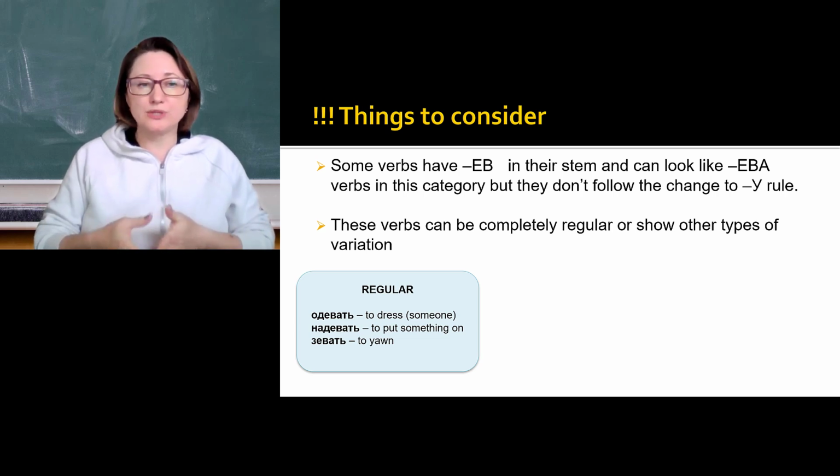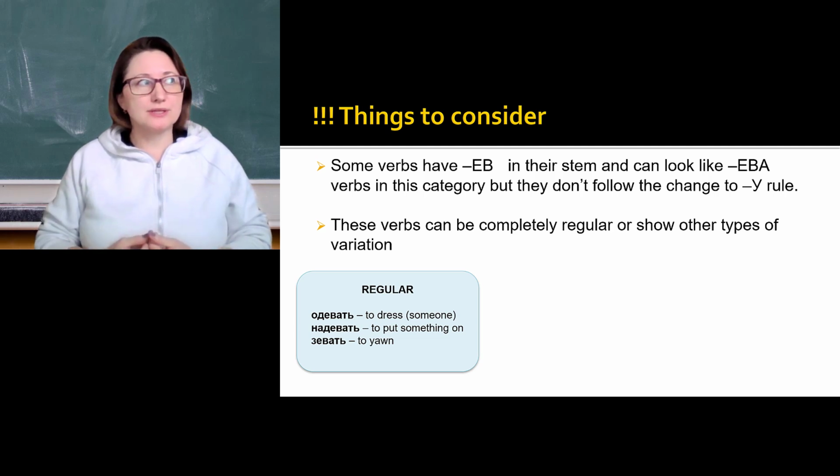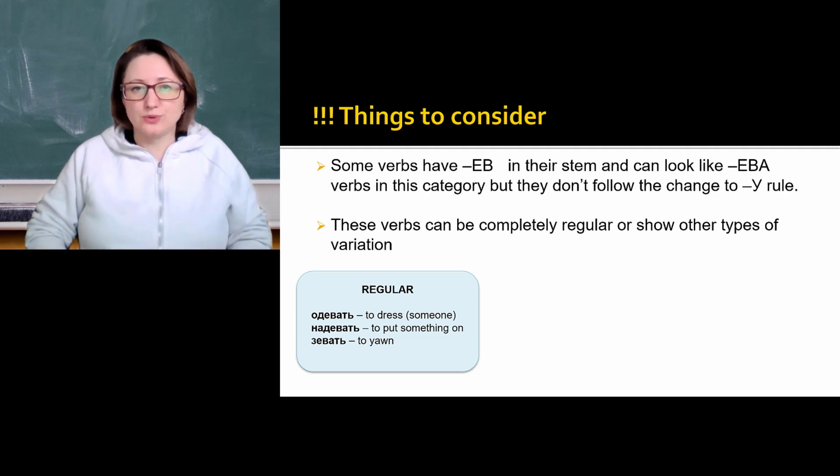So they are completely regular. So, for example, if I want to say I'm dressing my kid, я одеваю ребенка. Or I can say, hey, what are you putting on? Что ты надеваешь? Or I can say, hey, look, my cat is yawning. Она зевает. So here we just follow a totally regular conjugation type.